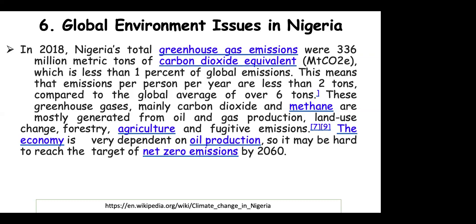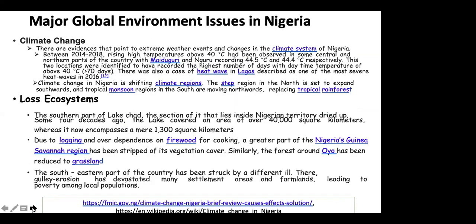Is it possible? What's the answer to that question? Possible? Very hard. The chances are very low. It's almost impossible. Okay. What of climate change? What of loss of ecosystem? As far as the Nigerian situation is concerned.